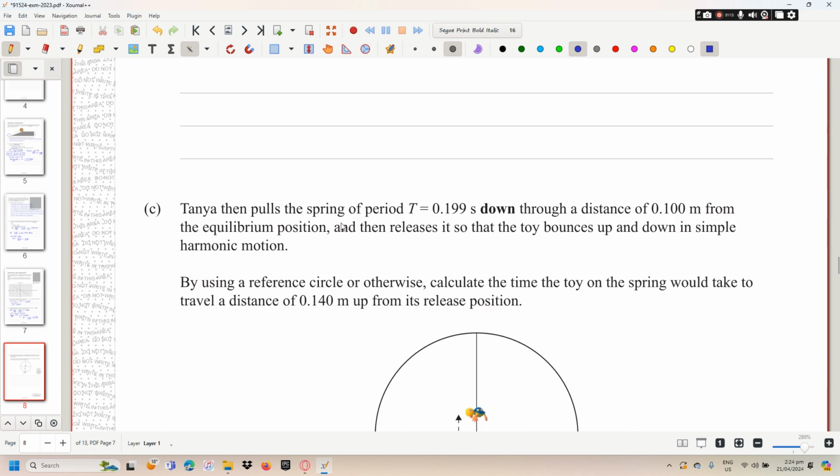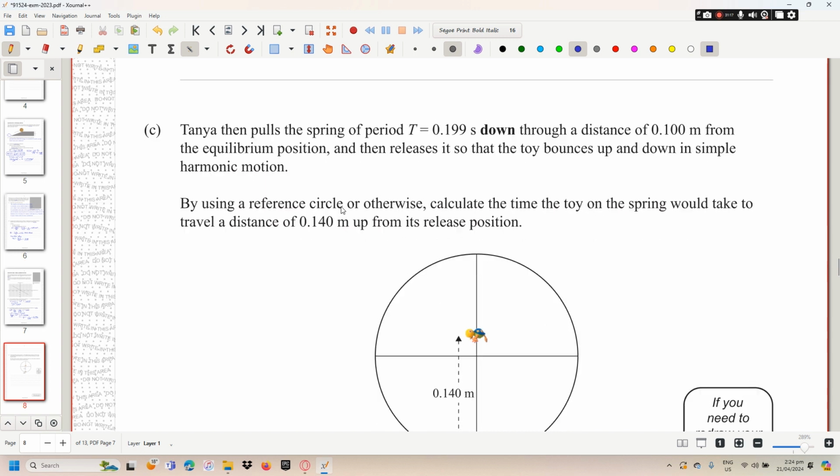Tane then pulls the spring at time t equals 0 down through a distance of 0.1 meters from the equilibrium position.